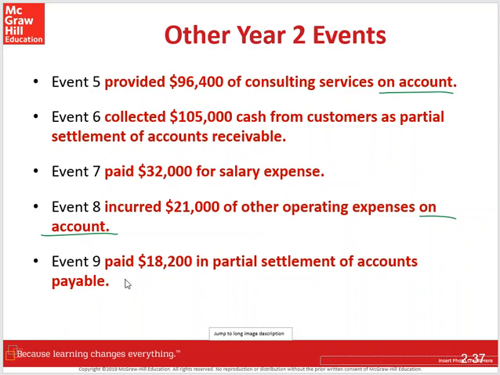Number 9, we paid $18,200 in partial settlement of accounts payable. So now we're just using our cash to pay down some of that accounts payable. So take $18,200 out of cash and $18,200 out of accounts payable. So an asset use transaction, both sides are going down.